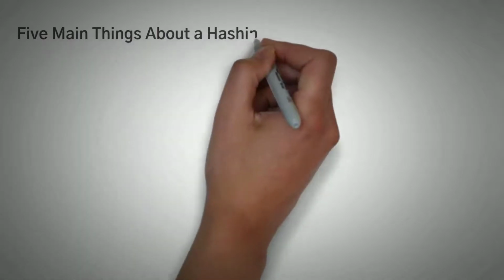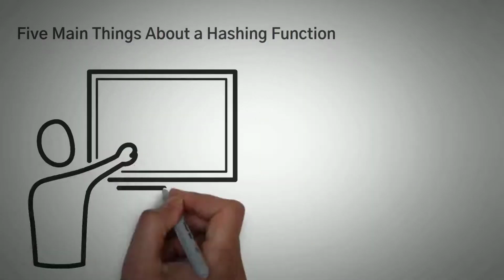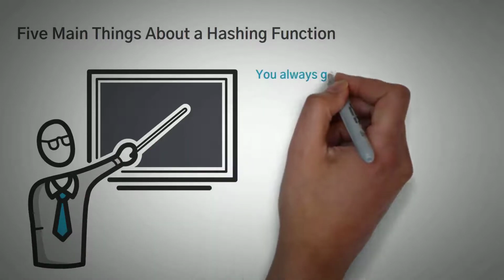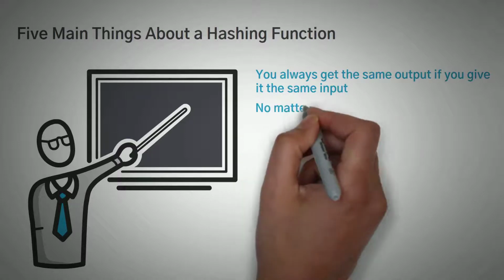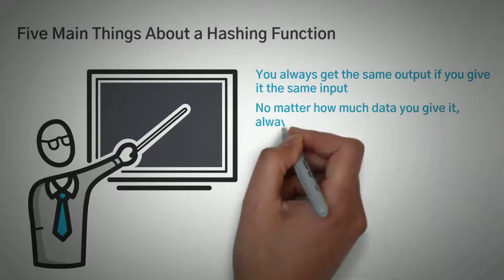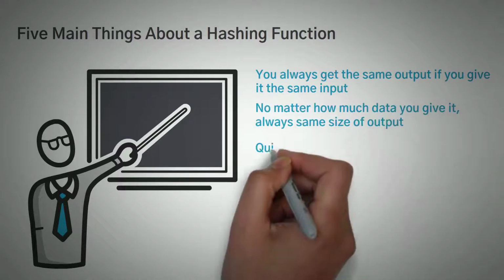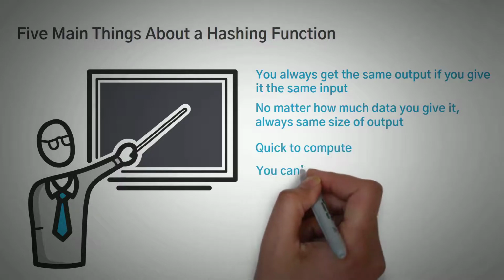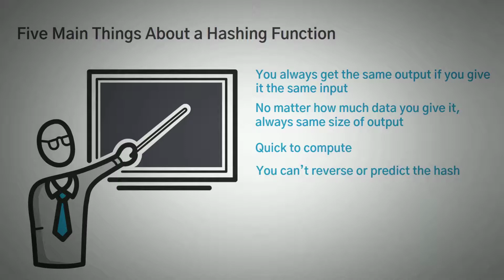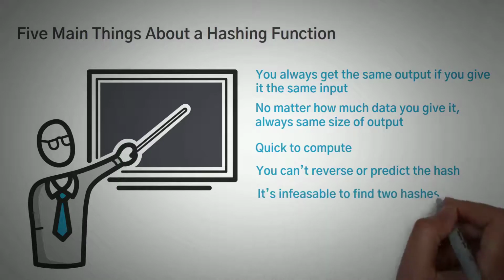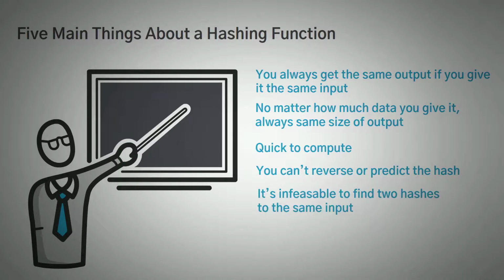Essentially, you need to know 5 main things about a hashing function. Number 1, you always get the same output if you give it the same input. Number 2, no matter how much data you give it, it always poops out the same size of output. Number 3, it is quick to compute. Number 4, you can't reverse it or predict the hash. And number 5, it's infeasible to find 2 hashes with the same input. So let's go back over these in a little bit more detail.